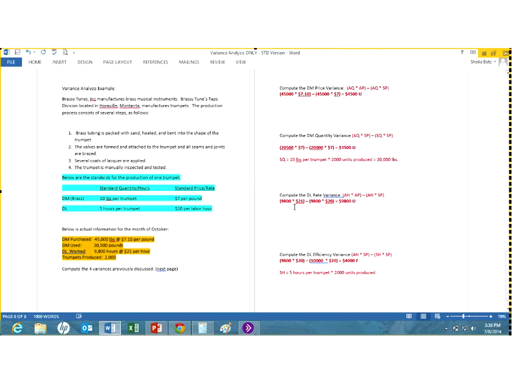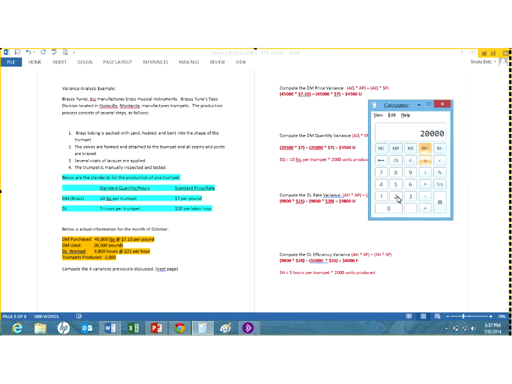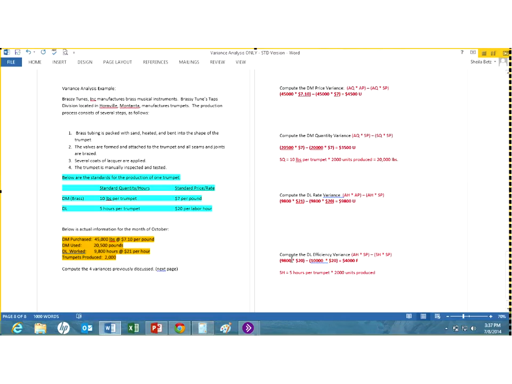Compute the direct labor efficiency variance. So here we're looking at the actual hours worked times the standard price minus the standard hours, what we should have worked, times the standard price. So the actual hours worked is 9,800 hours given to us in the actual data, times the standard price of $20 per hour, minus the 10,000 hours. How did I know they should have only worked 10,000 hours? Well, we know they're supposed to work 5 hours per trumpet times the 2,000 trumpets they produce, so they should have worked 10,000 hours times the $20.